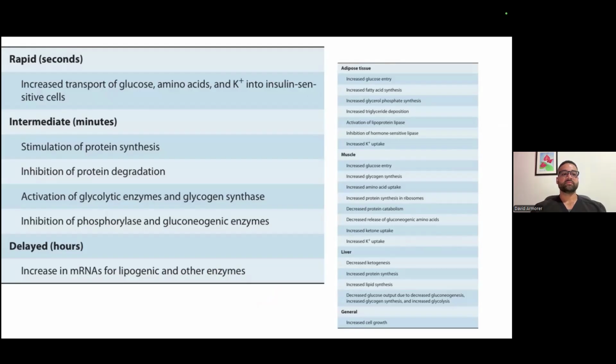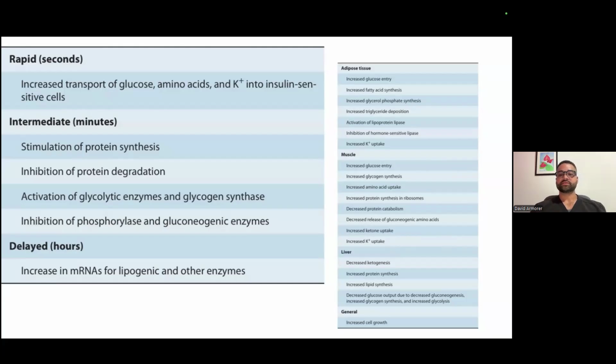So in the immediate secretion phase, it would increase the transport of glucose, amino acids, potassium into the insulin-sensitive cells. And within minutes, it would start to stimulate protein synthesis. It would inhibit protein degradation. It would activate glycolytic enzymes and glycogen synthase. It would inhibit phosphorylase and gluconeogenic enzymes. Within hours, it would increase the mRNAs for lipogenic and other enzymes.